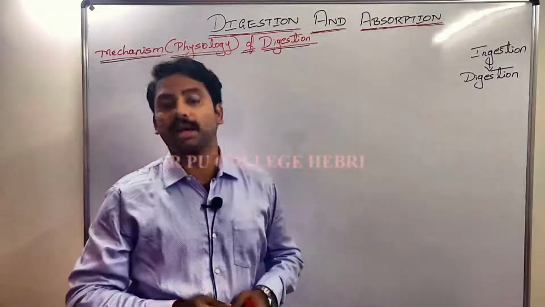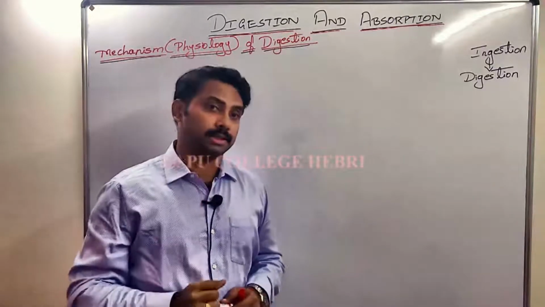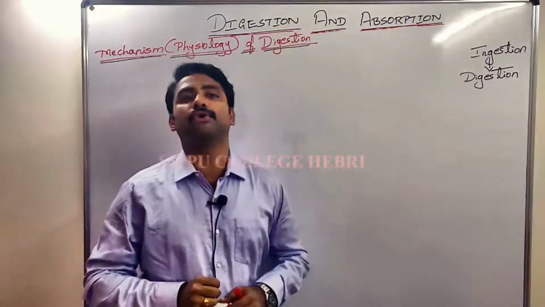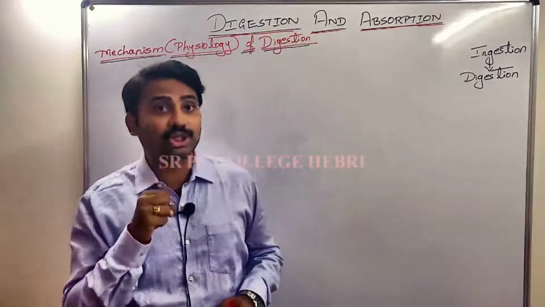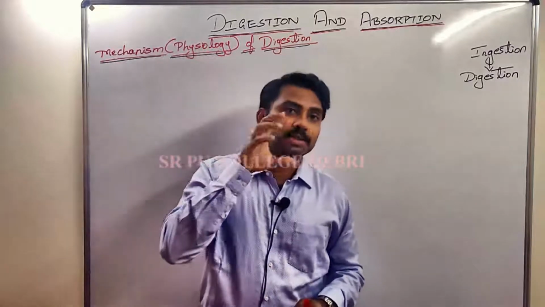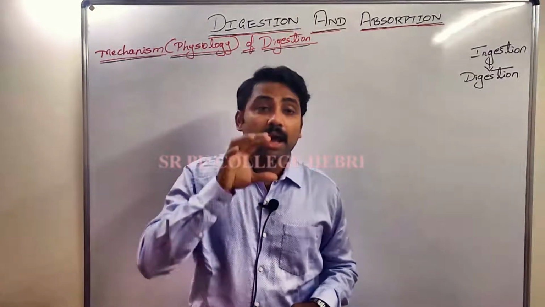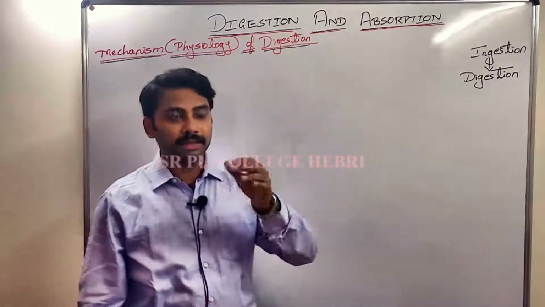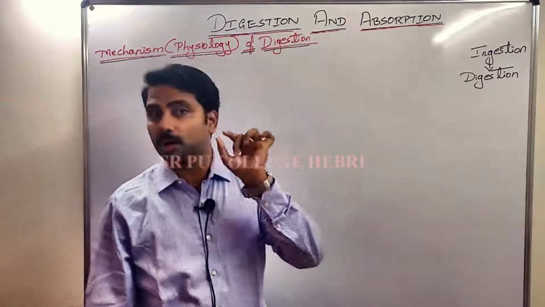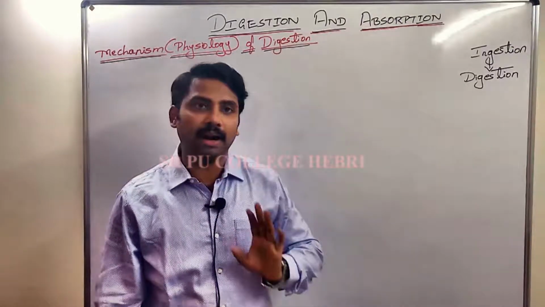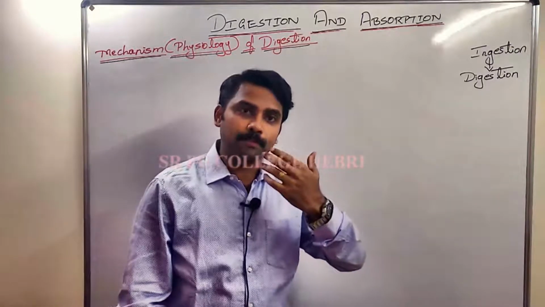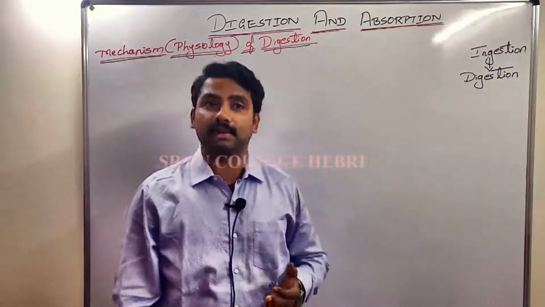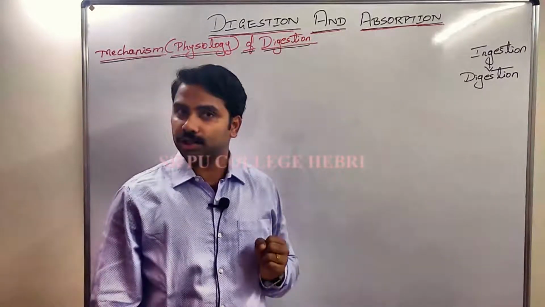Especially in our oral cavity, as we have teeth, with the help of teeth mechanical digestion of the food takes place, right? We are chewing the food, so what happens? By the chewing activity, mechanical digestion of the food occurs. That means the larger food is broken down to smaller particles. When that food mixes with saliva, the enzymes present in the saliva help in chemical digestion.